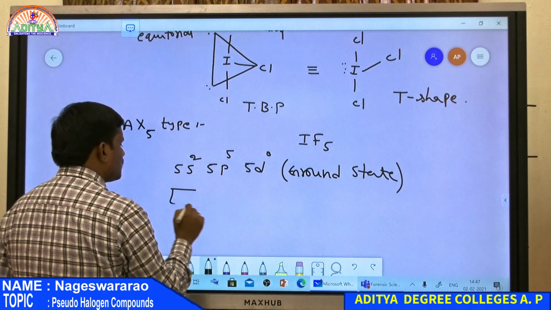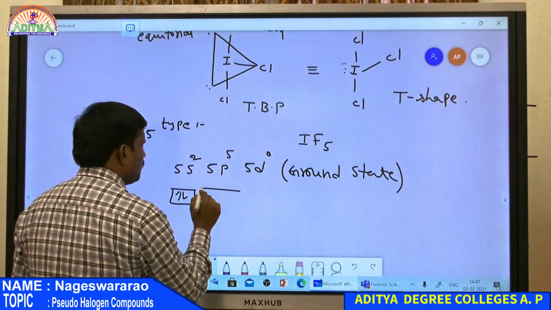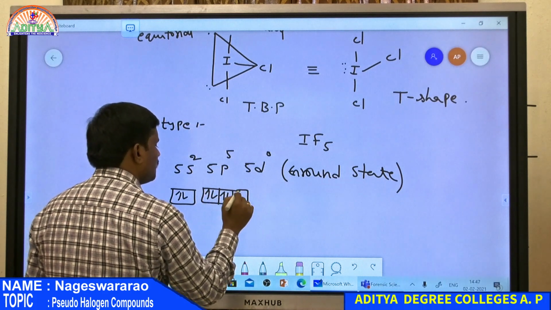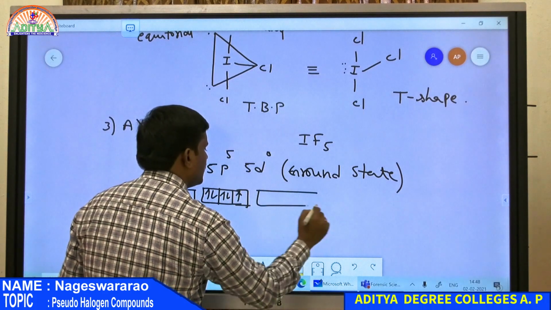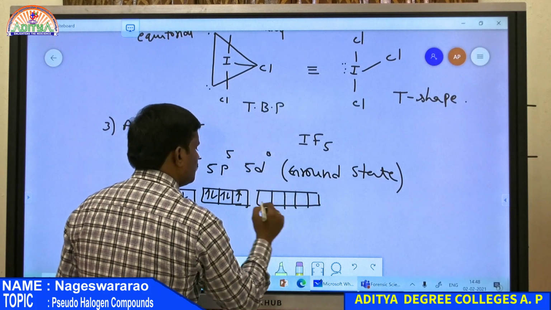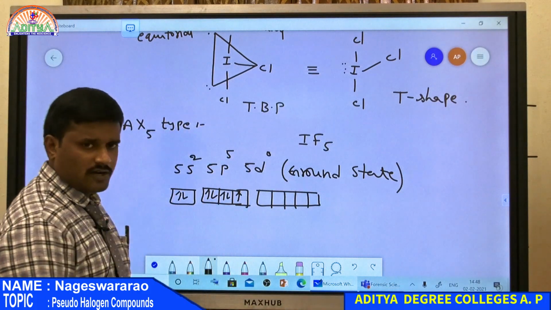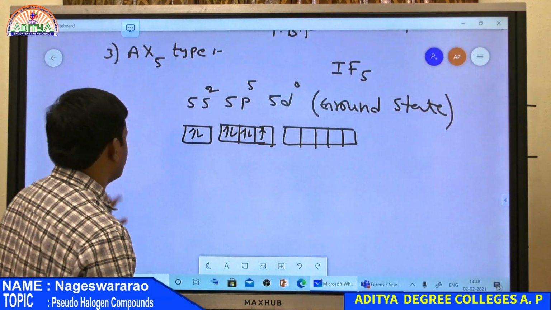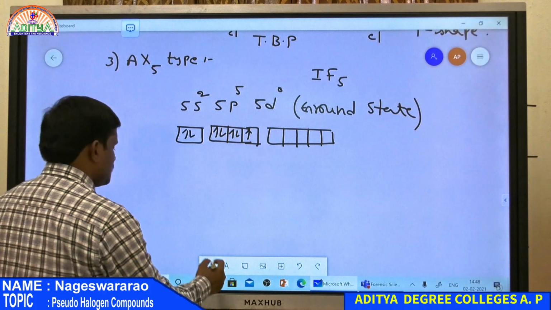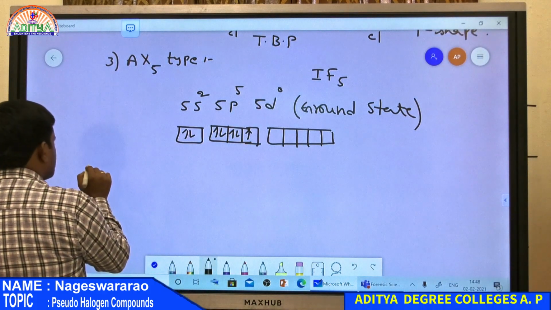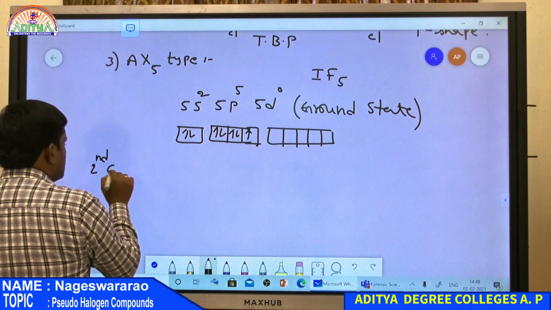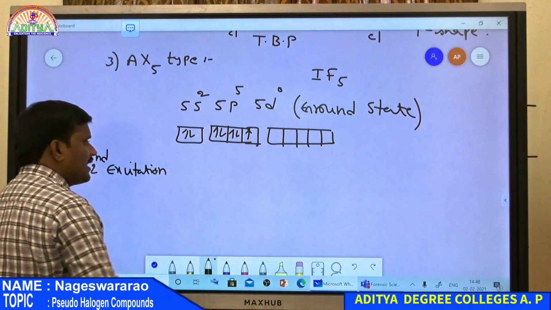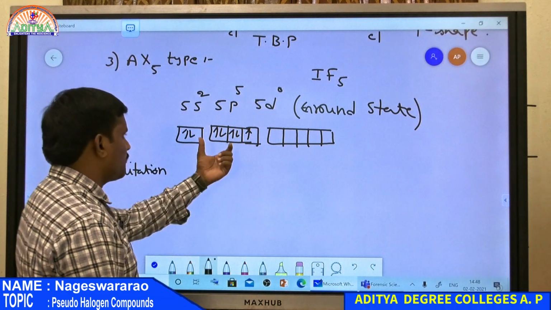So 2 electrons in the s orbital, 5 electrons in the p orbitals and 0 electrons in the d orbitals. So this is the configuration at ground level. Now iodine undergoes second excitation, as in the case of AX3 type. Second excitation means 2 electrons are excited to a higher energy level, that is the 5d level from 5p.